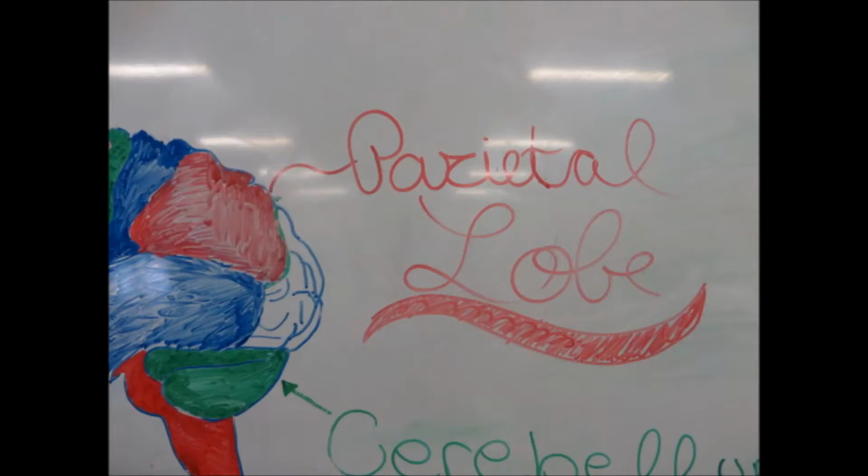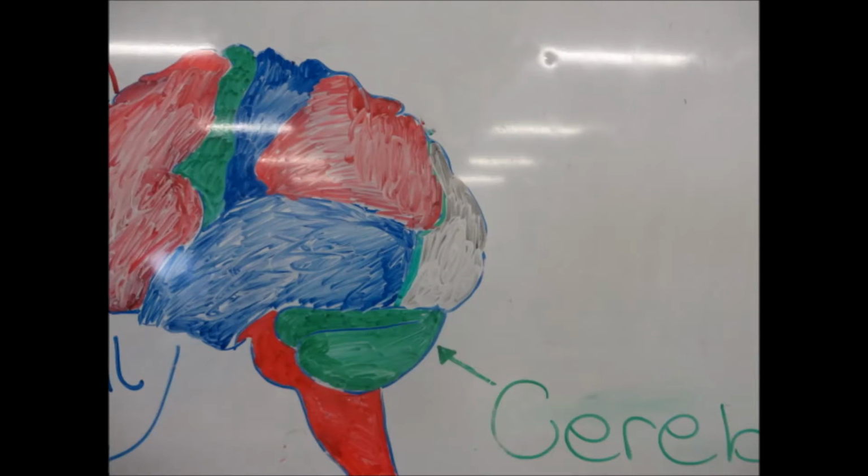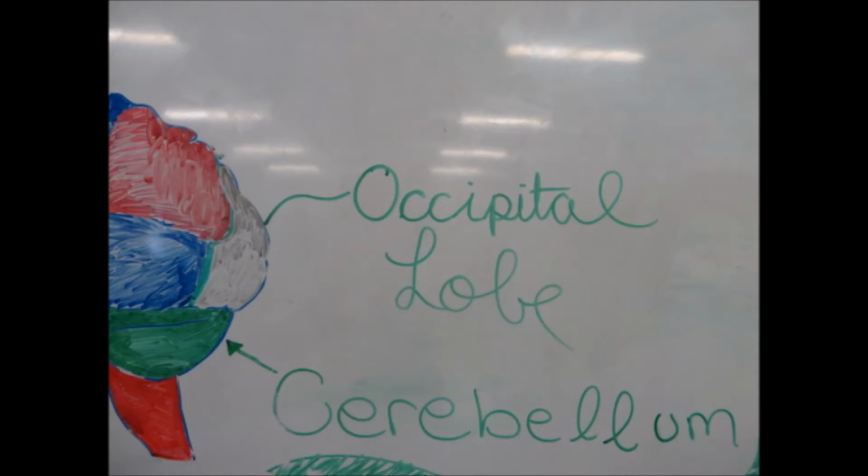What is the parietal lobe in your brain used for? The parietal lobe is one of the four major lobes of the cerebral cortex in the brain of mammals. The parietal lobe is positioned above the occipital lobe and behind the frontal lobe and central sulcus. The occipital lobe is the visual processing center of the brain.